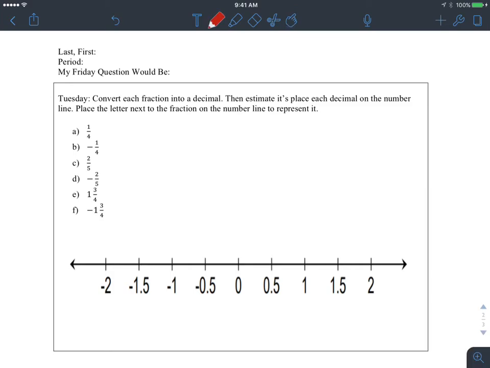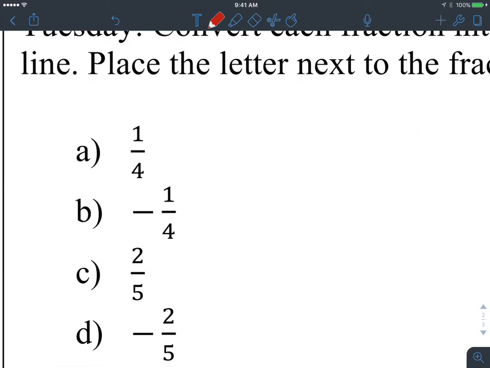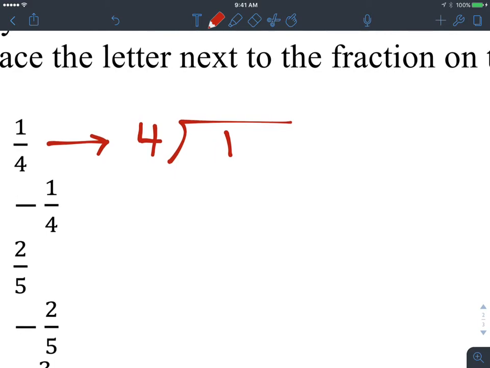And how do we convert a fraction into a decimal? Well, we're going to do some long division. Whenever we divide a fraction, the top number goes on the inside, bottom number goes on the outside. So this is 1 divided by 4. 4 goes into 1 0 times, so we're going to have 0 there.